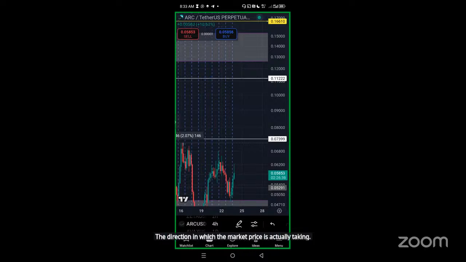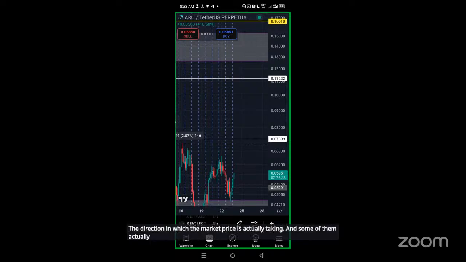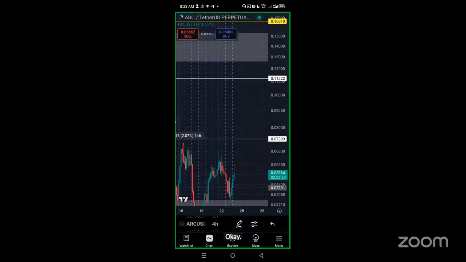Some of them show you this direction in real time, and some of them give you a signal of what is possibly about to happen. Okay, so those indicators are there, and we're going to look at a few of them.